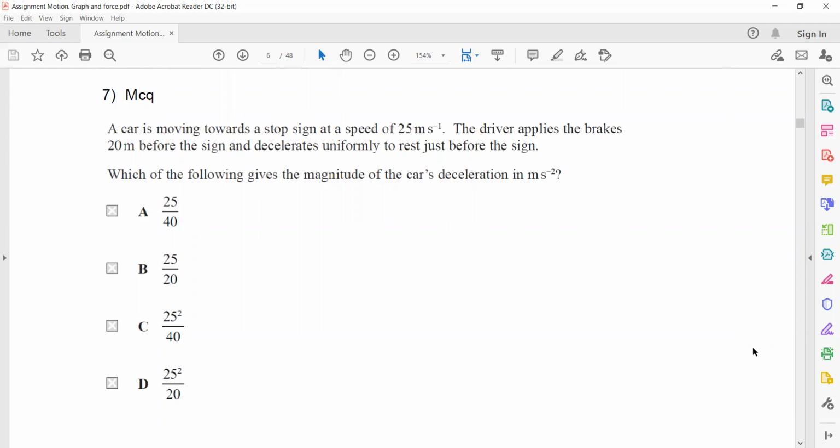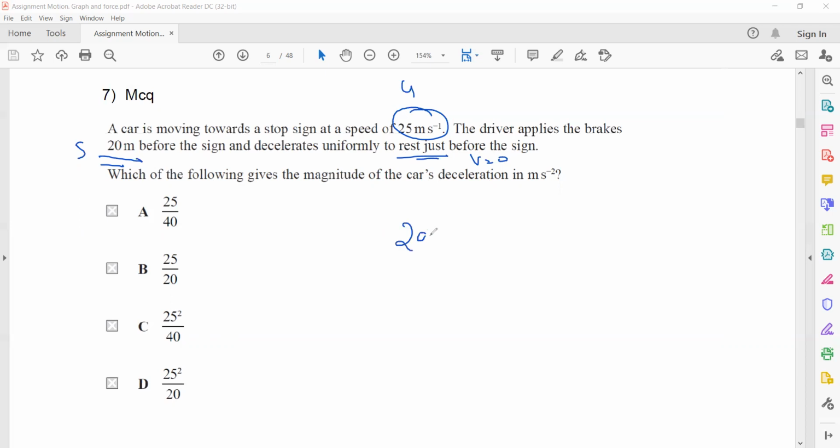In question 7, a car is moving towards a stop sign at a speed of 25 meters per second. So that's the initial speed. The driver applies the brake 20 meters before, so that's the distance, and decelerates uniformly and comes to rest, so the final speed is 0. Which of the following is the magnitude of deceleration?